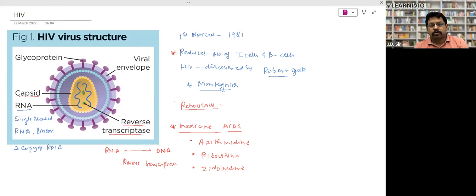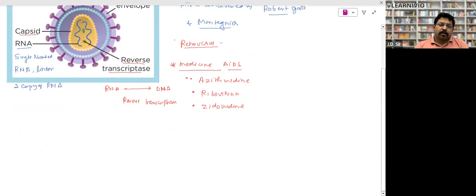So HIV was discovered by Robert Gallo and Montagnier. It reduces the number of B cells and T cells. Remember, that is the question; in AIIMS, this question was already asked. It's a retrovirus. The medicines, you'll be surprised, have been asked a number of times. So azithromycin, ribavirin, zidovudine, these are the medicines against AIDS or HIV. Note it down, please.